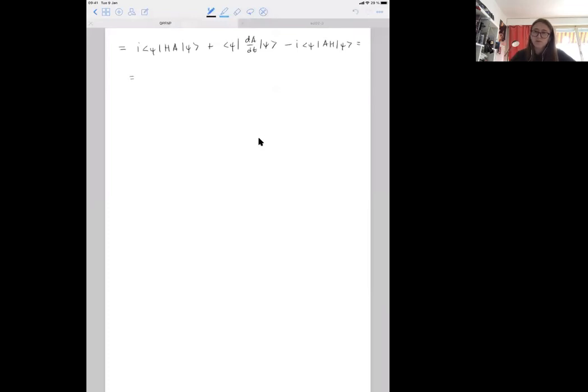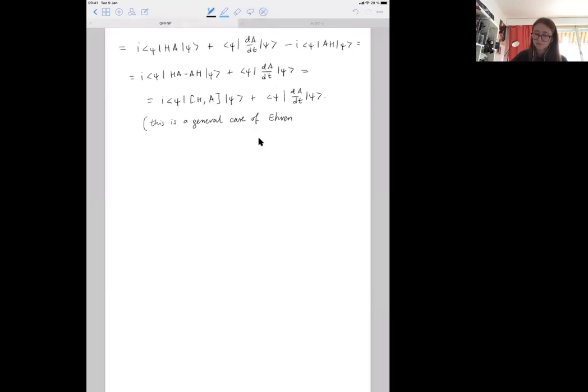Okay, so the first and the last terms in the expression can be written together. So what we get is ⟨psi|(HA minus AH)|psi⟩ plus ⟨psi|dA/dt|psi⟩. This HA minus AH is exactly the commutator of H and A. So this is exactly the expression that we were supposed to get. And just for your knowledge, this is a general case of the so-called Ehrenfest theorem. We probably will see it further down the semester.